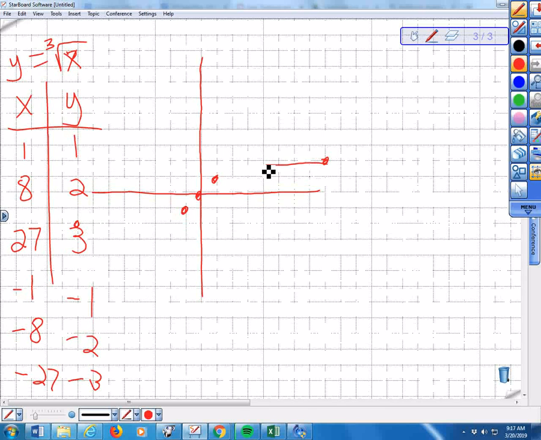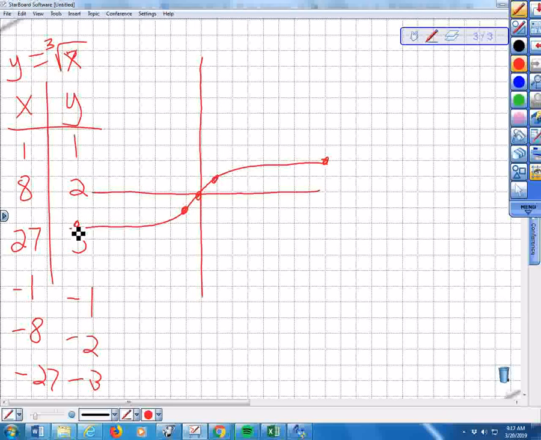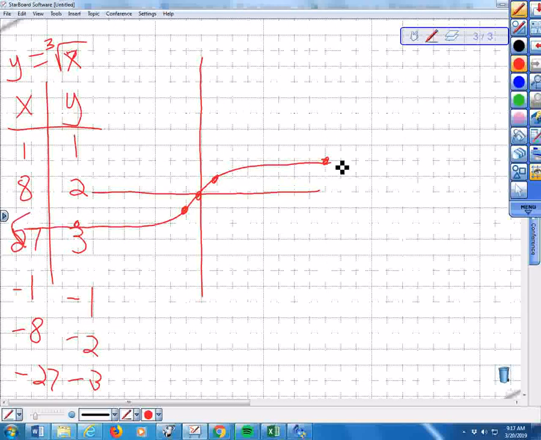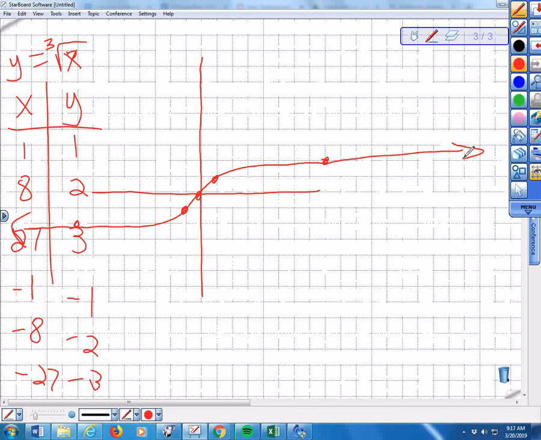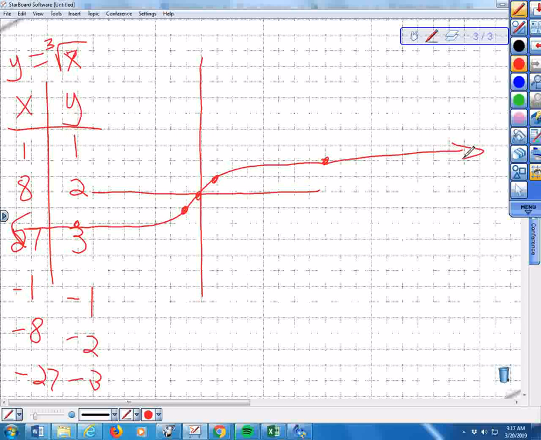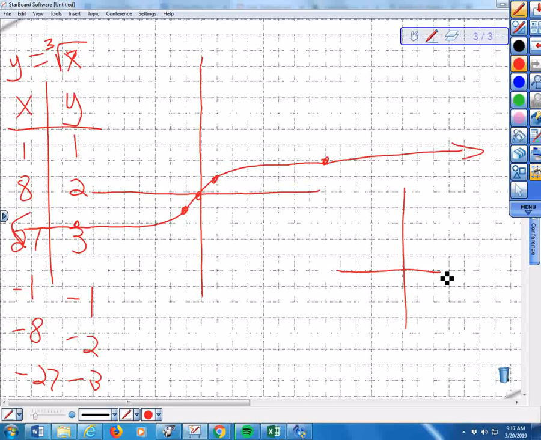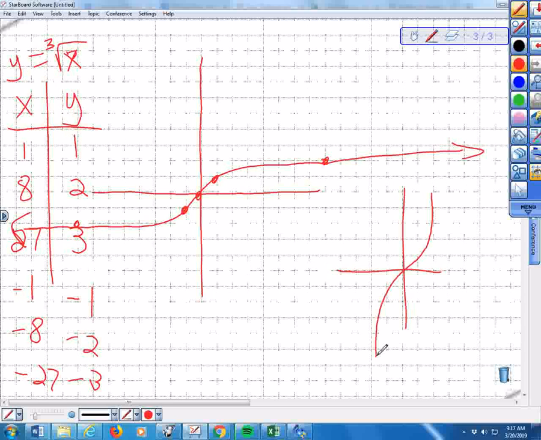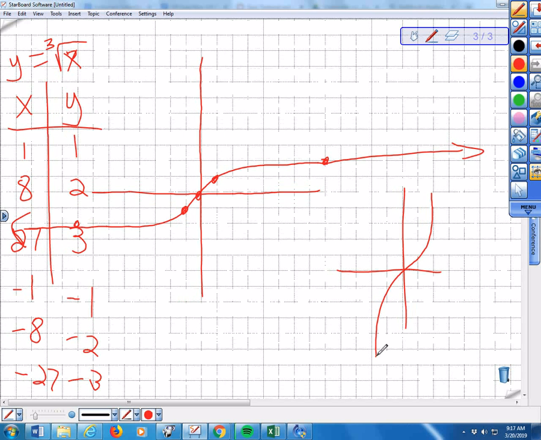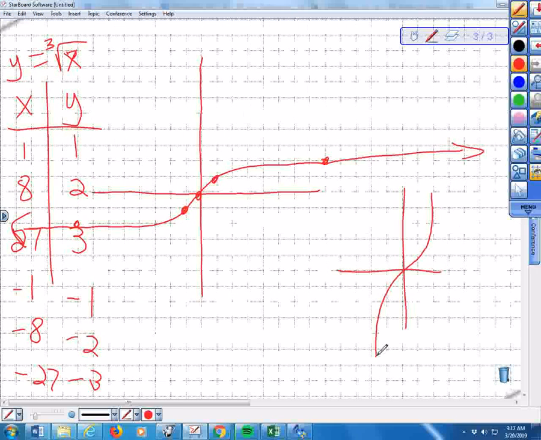I'm going to just connect these, and then it's going to continue growing slowly. It's interesting because the cube root function, or the cube function, looks like that. The cube root function just turned 90 degrees. Well, it's turned, whatever it is.